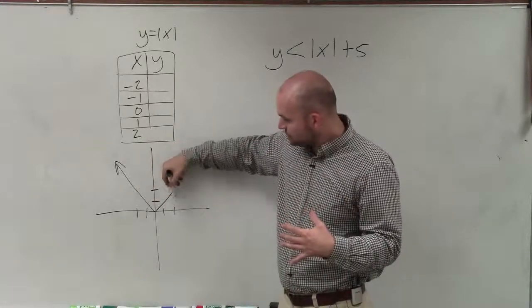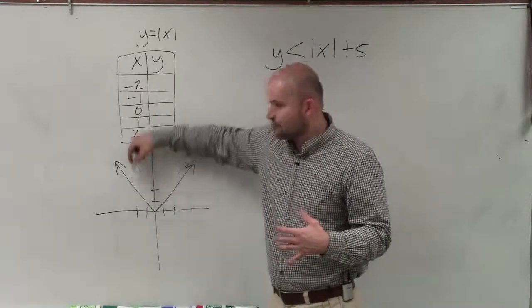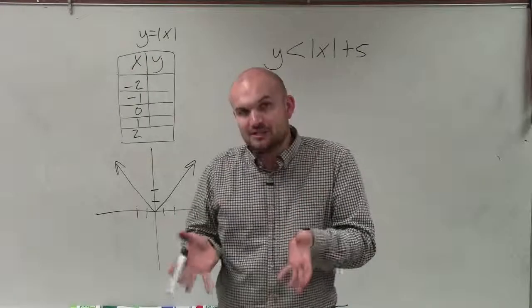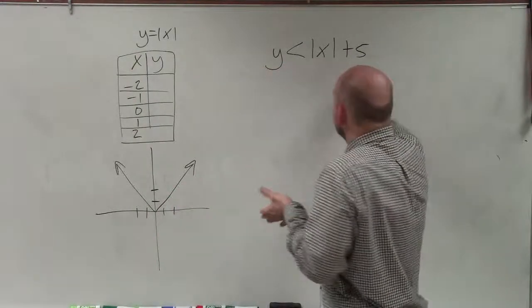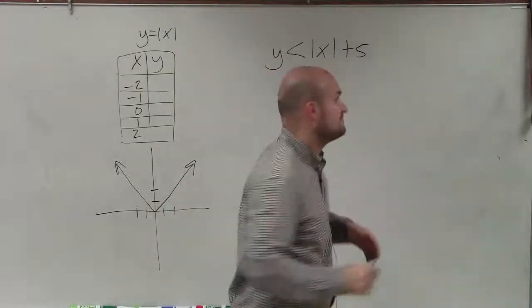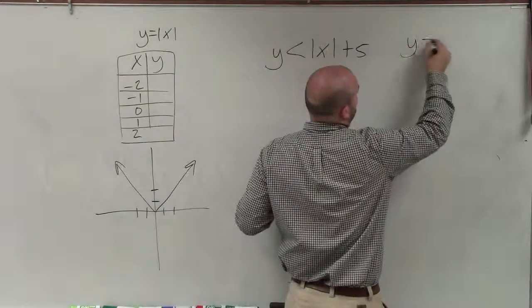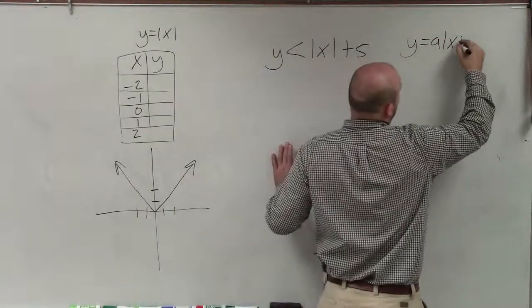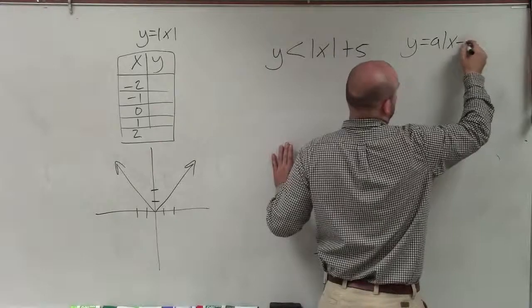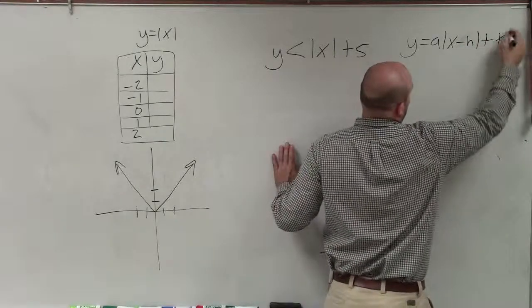Over 1, up 1, over 2, up 2, left 1, up 1, left 2, up 2. So the graph is going to look exactly the same as that one. However, I do have this transformation of plus 5. So we need to make sure, kind of looking at an equation, what exactly is that transformation going to do? Well, I forgot to write this down here.